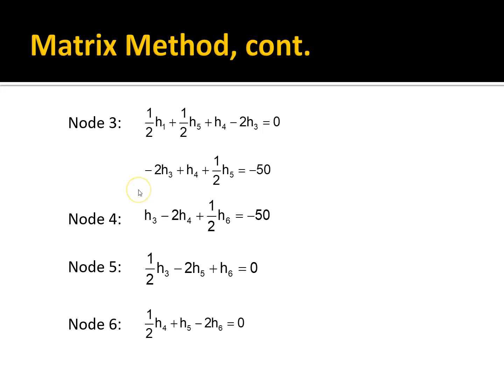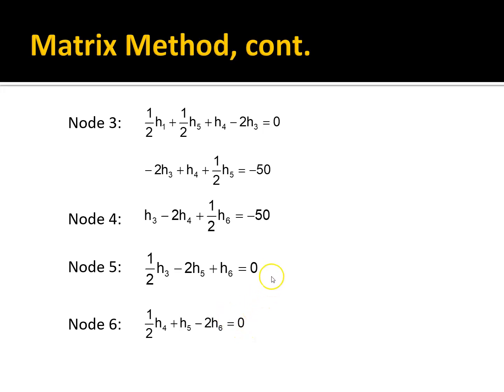And likewise, we do a similar thing for node 4. H3 minus 2H4 plus 1/2 H6 equals minus 50. We're skipping this intermediate step here. And then for node 5, we get 1/2 H3 minus 2H5 plus H6 equals 0. And node 6, 1/2 H4 plus H5 minus 2H6 equals 0.